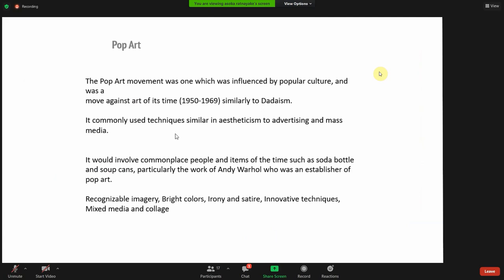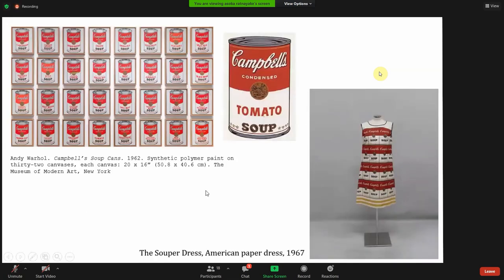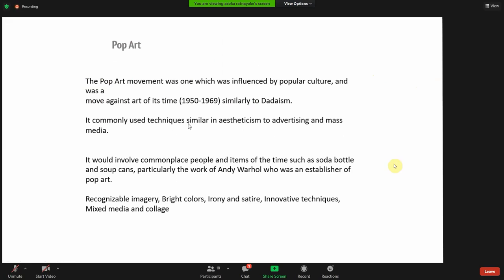The next one is pop art. Pop art is influenced by popular culture and was a movement against the art of its time. It would involve commonplace people and items of the time, such as soda bottles and soup cans, particularly the work of Andy Warhol, who was the establisher of pop art.